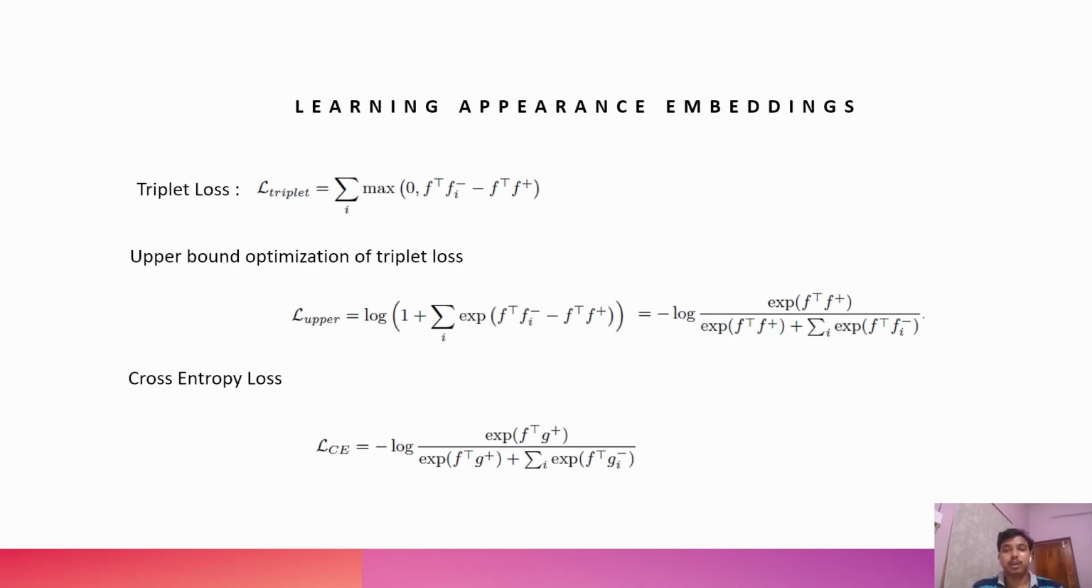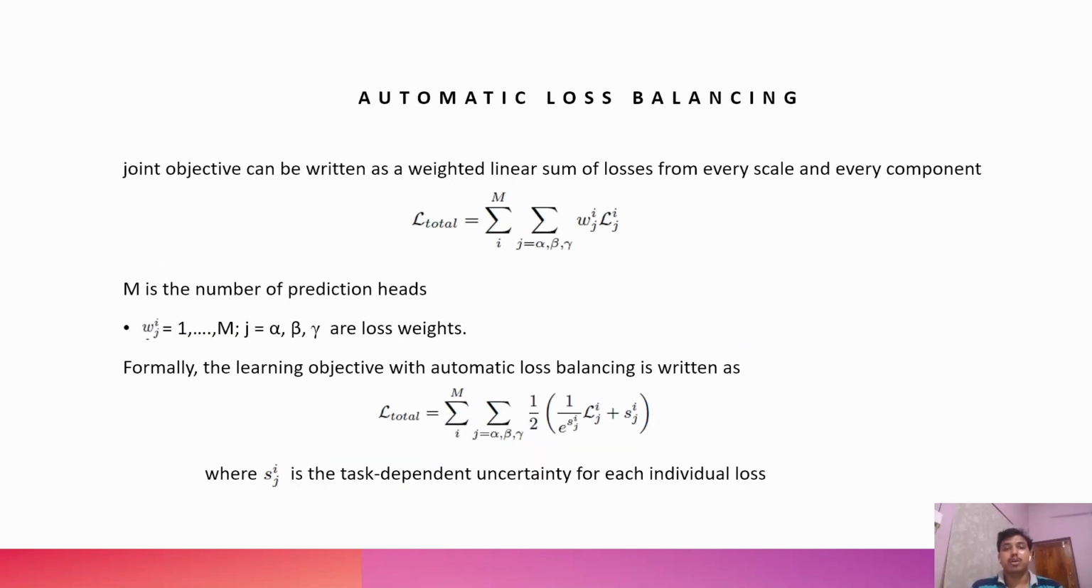So as per our study, L CE is greater than L upper, which is greater than L triplet. In the cross entropy loss, g plus is the average weightage where the anchor resides, and g minus is the negative weightage samples. So let's get to the automatic loss balancing.